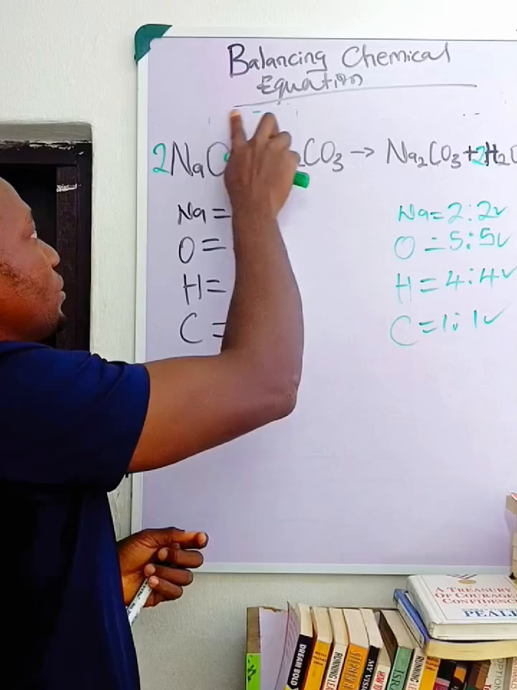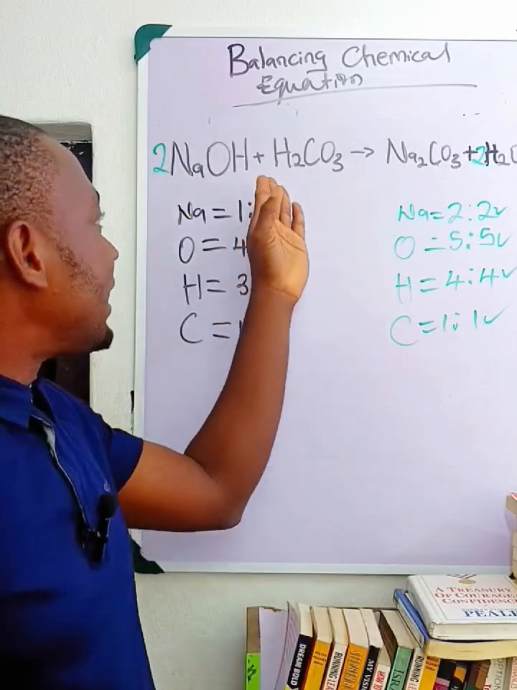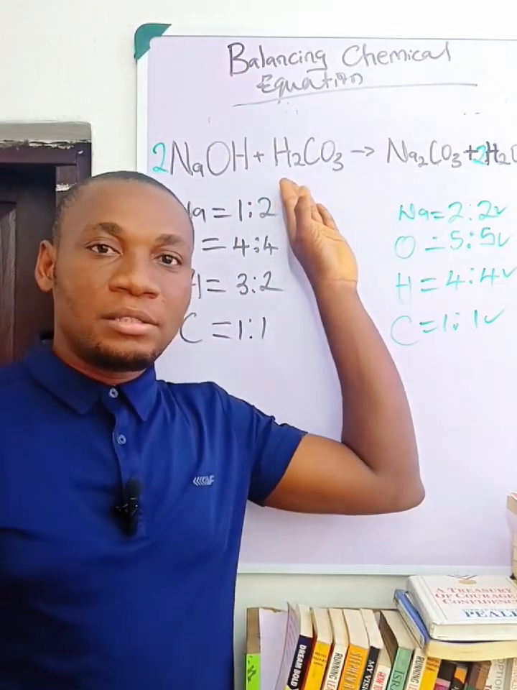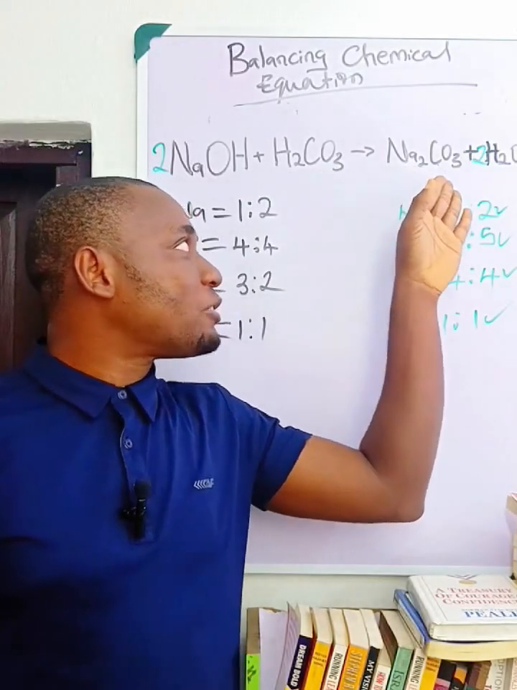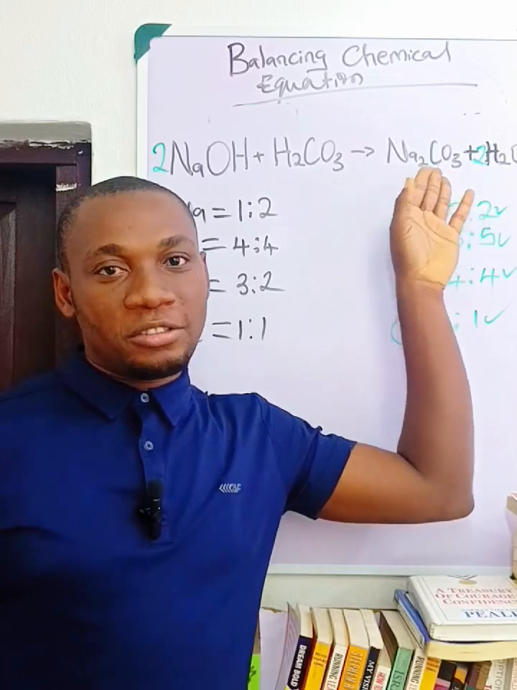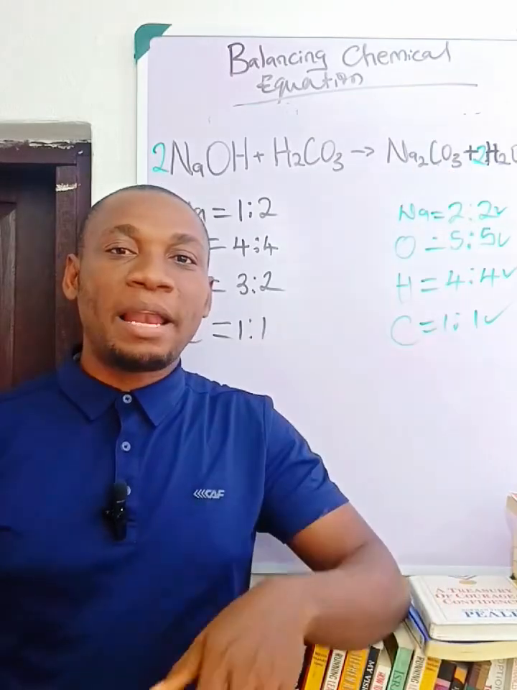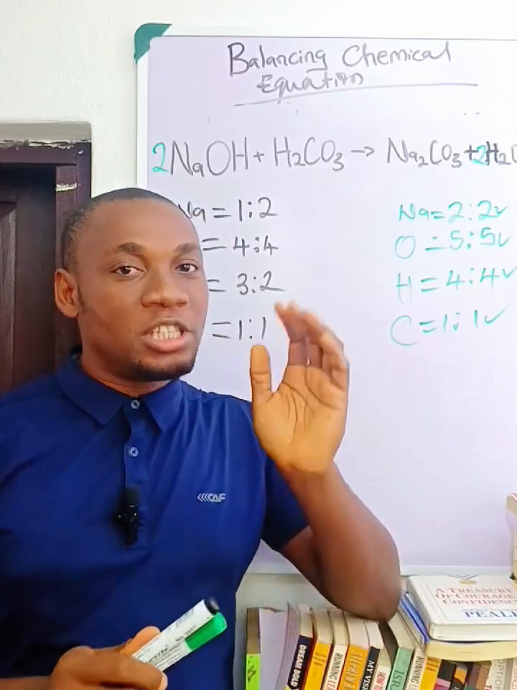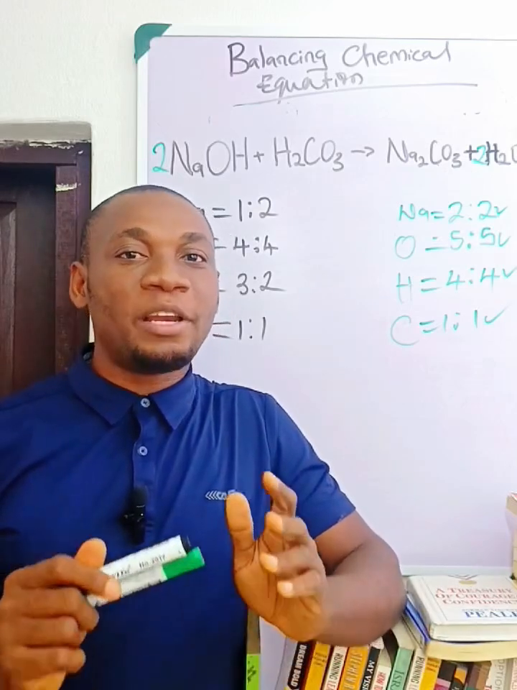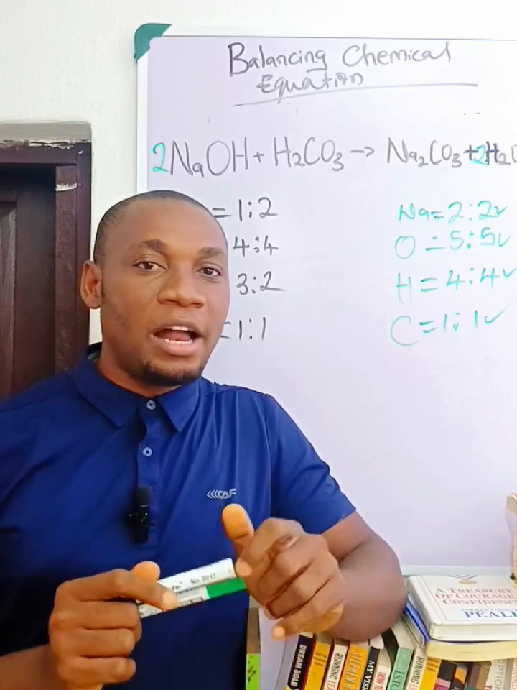If you look at this equation, you will discover now that the number of atoms of elements on this side of the equation is now the same as the number of atoms of elements on the product side. This is how to balance a chemical equation. In case you are given an assignment like this, you can watch this video over and over again to properly understand how to balance a chemical equation.